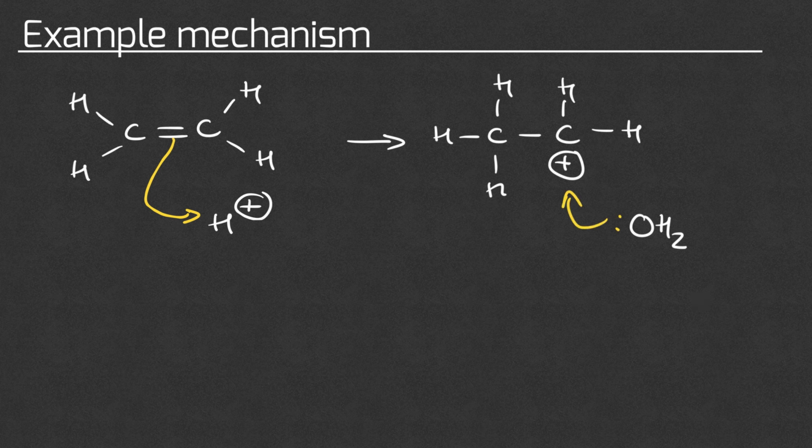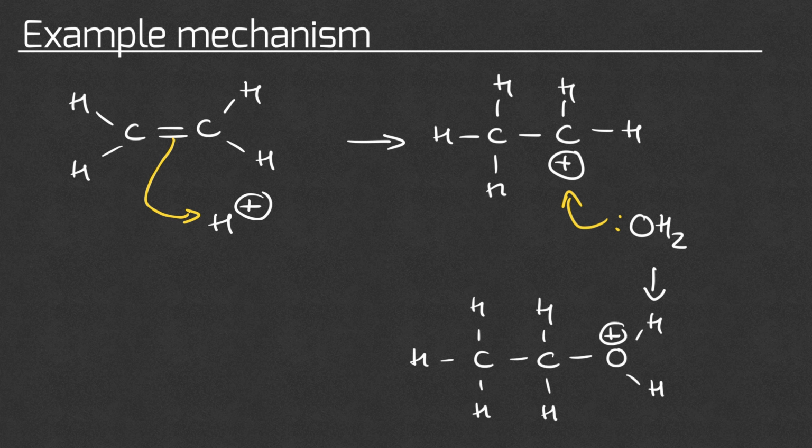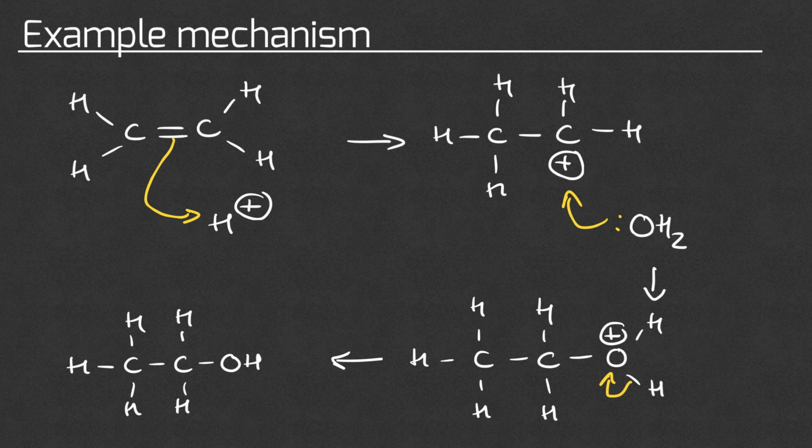The lone pair on the water will then attack the positive carbon atom, which will produce the following intermediate structure. So an OH2 molecule attached to the carbon with the oxygen having a positive charge. One of the oxygen-hydrogen bonds will then be broken, so the arrow going from the middle of the bond to the oxygen, producing our alcohol molecule.